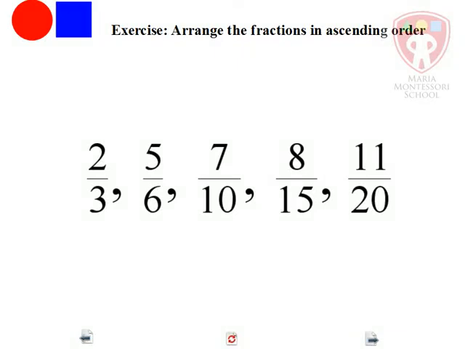We have an exercise and we're being asked to arrange the fractions in ascending order. Well, let's pause the video here, have a go at this, and we'll see you to go over it when you get back. So we're back now, and let's have a look at this.